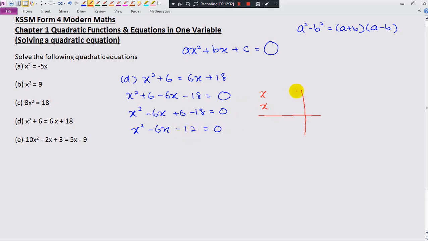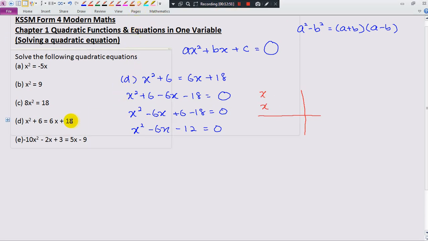These two numbers multiplied together, you need to get negative 12. So normally I will just ignore the negative first. I just think about 12. So it can be 6 times 2, 4 times 3, and so on, right?